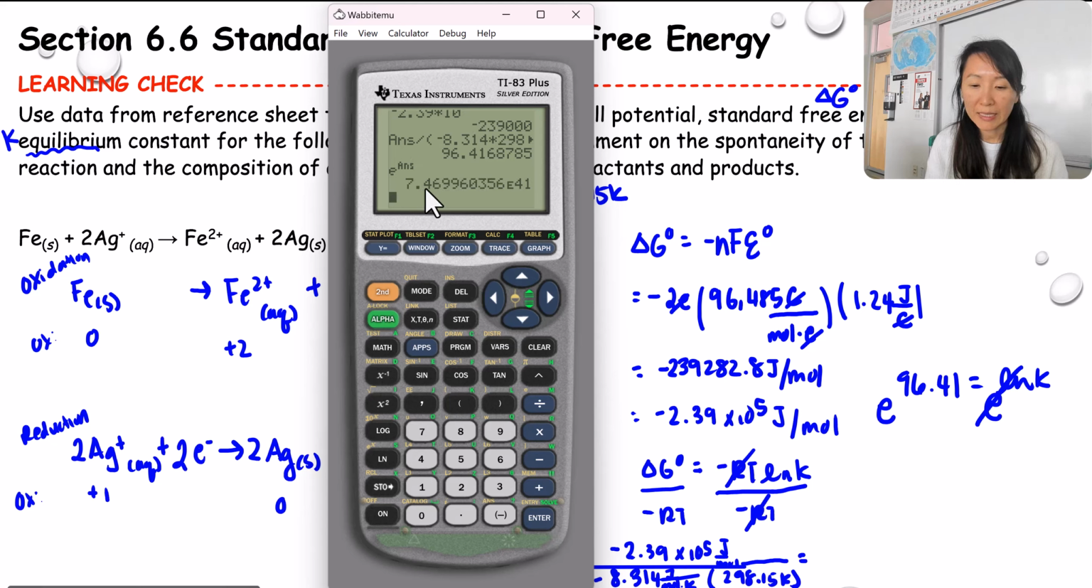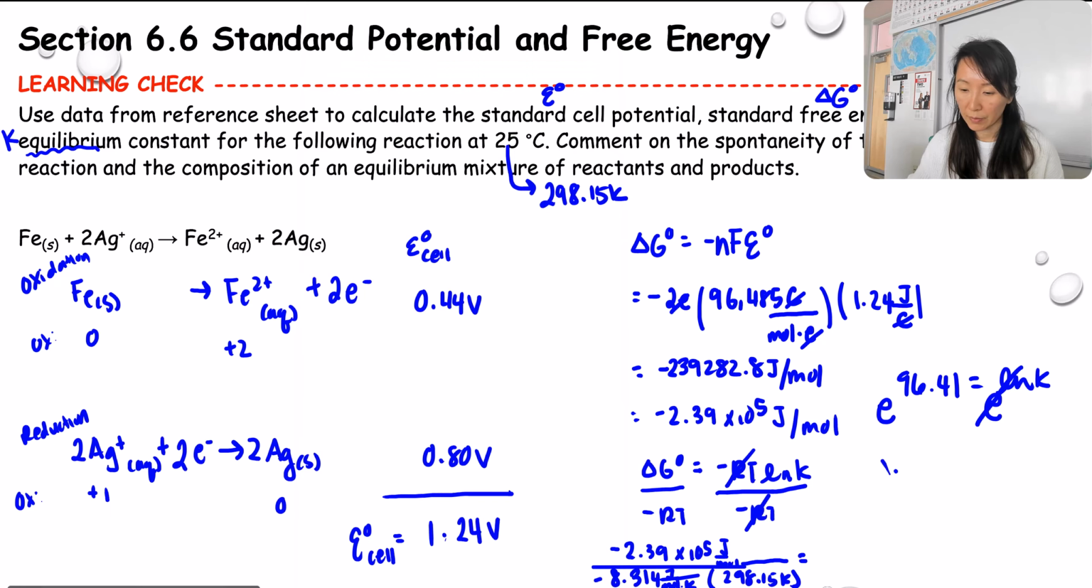That gives me 7.46996 and so on to 10 to the 41 power. And so I'm going to go ahead and put this in 3 sig figs, which is 7.47 times 10 to the 41 power, and that would be my K.